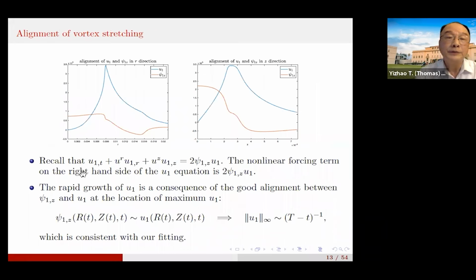So you can see the vortex stretching alignment in the U1 equation given by this right-hand side, right? This is about transport. So psi sub z and the U1, the strong alignment of these gives you quadratic nonlinearity, right? So quadratic nonlinearity means that you will have U1 blow up like 1 over T, right? You can see the maximum vorticity and psi sub z have a strong alignment here. It's a relatively flat region here, so it pushes up this U1 in this portion.